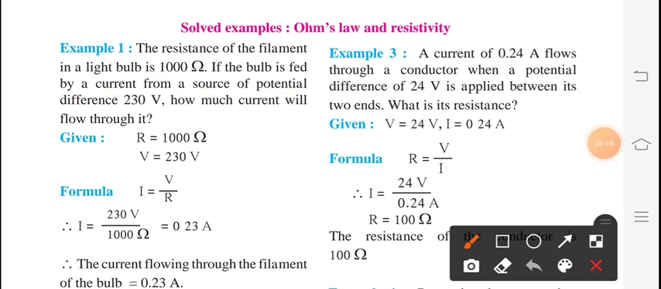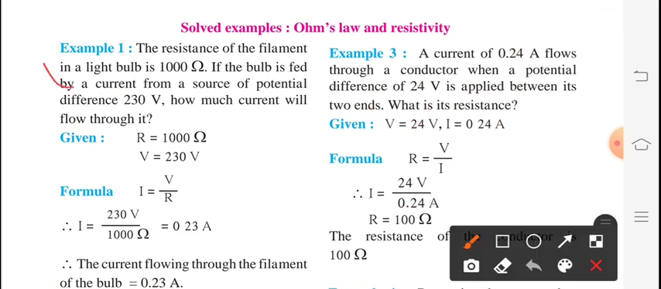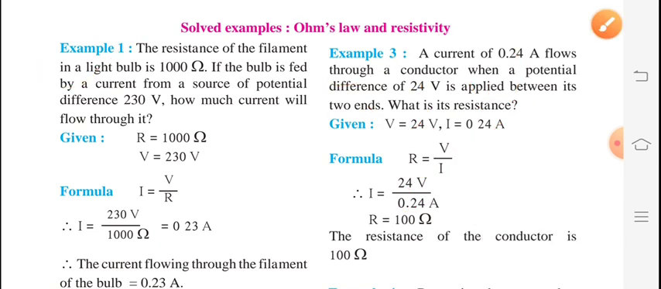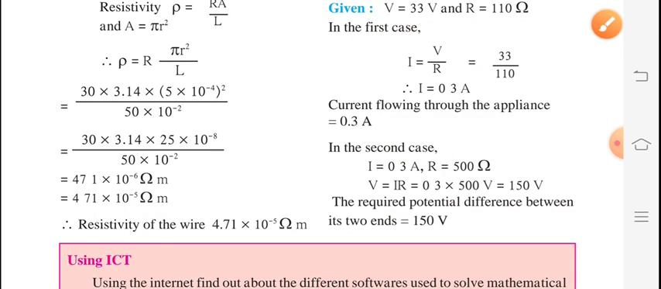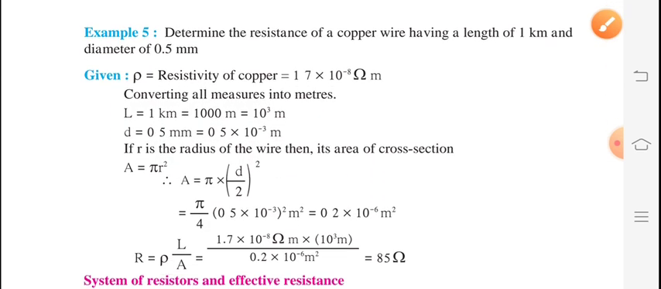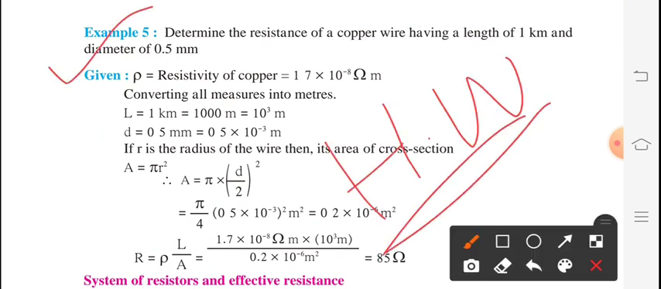Page number 38, this also is your homework. Example number 1, 2, 3, 4, and example number 5 also. This is your homework. You have to solve all these numericals in your notebook.